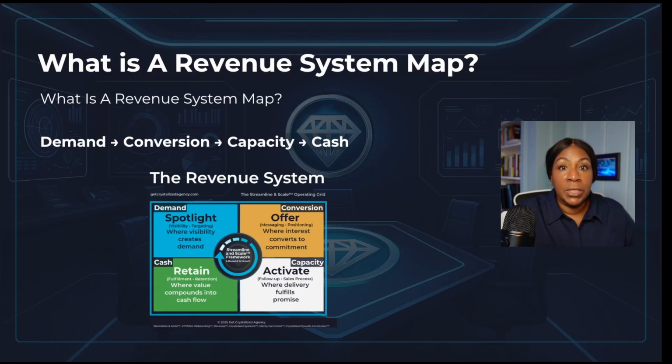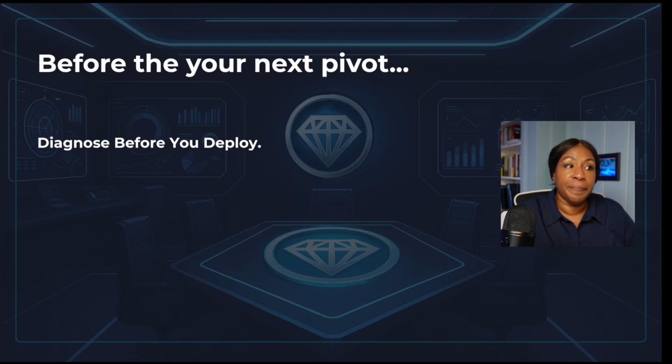So what is a revenue system map? It is where the work happens in the revenue system. So if we're looking at demand, for example, we look at Spotlight, which is where visibility is created. This was where our root cause, our origin constraint, was in this particular example. And then we look, through that lens of the revenue system, at all the other areas, right? So before your next pivot, we want to make sure that we diagnose before we deploy.